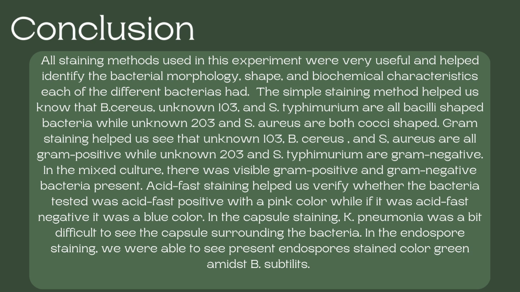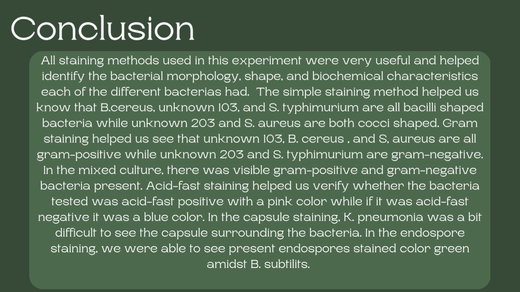All staining methods used in this experiment were very useful and helped identify the bacterial morphology, shape, and characteristics each of the different bacteria had. The simple staining method helped us know that B. cereus, unknown 103, and S. diffamerium are all bacilli-shaped bacteria, while unknown 203 and S. aureus are both cocci-shaped. Gram staining helped us see that unknown 103, B. cereus, and S. aureus are all gram-positive, while unknown 203 and S. diffamerium are gram-negative. In the mixed culture, there were visible gram-positive and gram-negative bacteria.